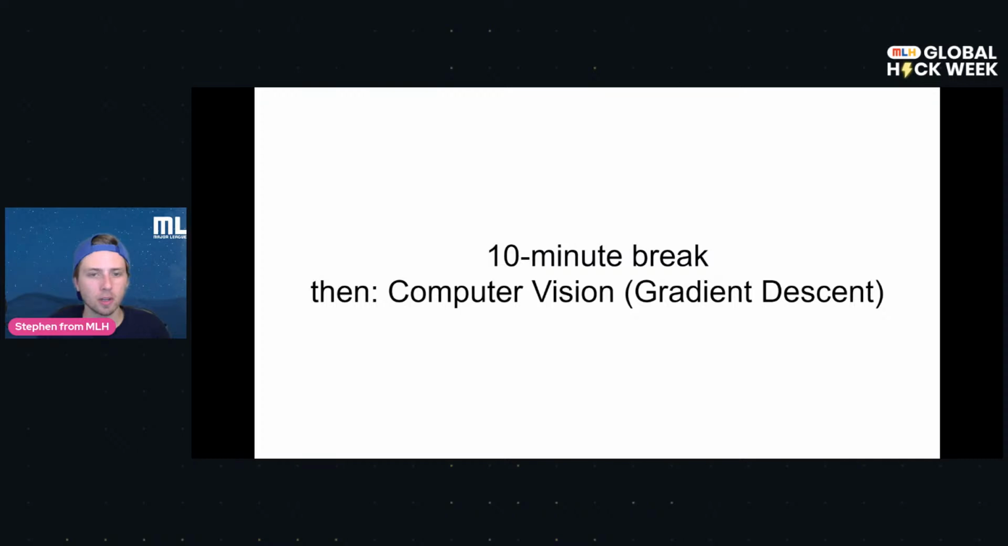Okay, everyone, so we're going to take a quick 10-minute break, and then we're going to go on to our example, which is the computer vision gradient descent example. And yeah, this is going to be really good for us.